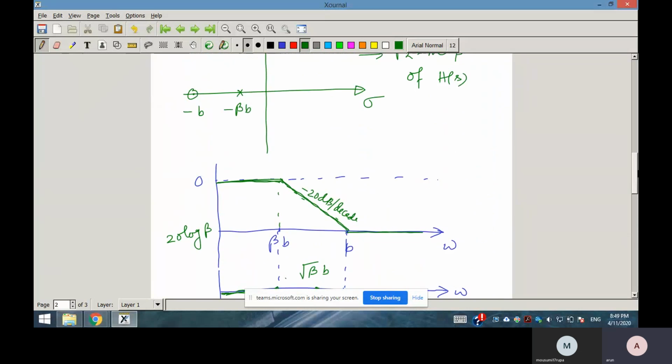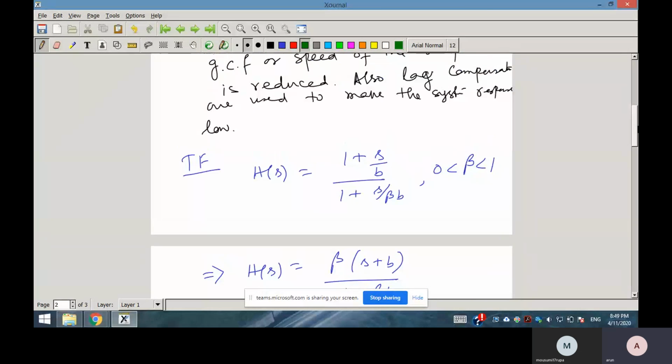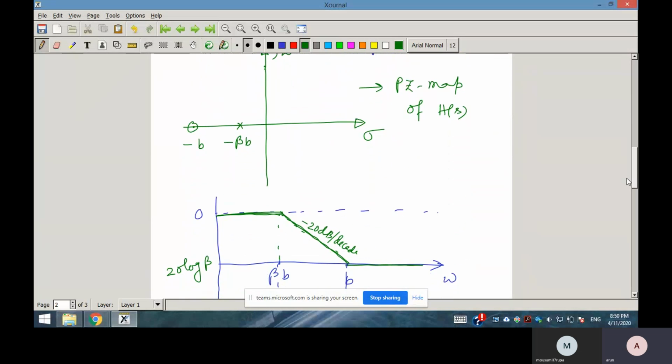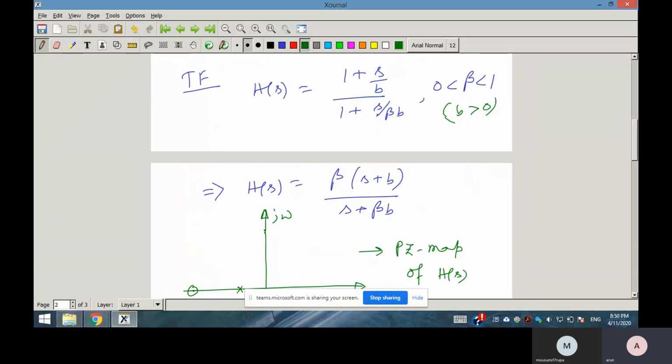Beta, we have seen that here b is greater than 0. We are assuming b greater than 0. In case of lead control also, I cannot remember whether I have written or not, A is 0. If you consider b less than 0, then the things will be complicated. For convenience, b less than 0 means it will be an unstable system, so a non-minimum phase controller.